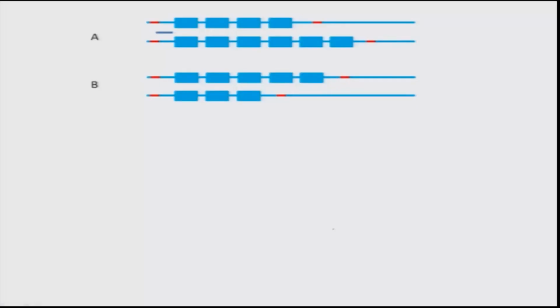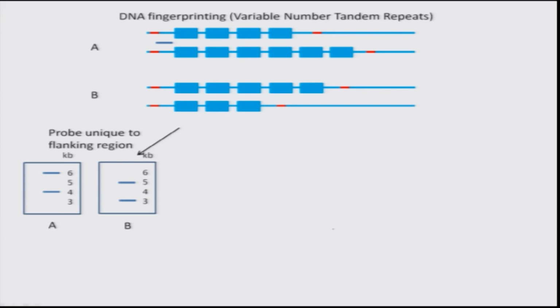So here I want to show you what happens as a result of this variable number. You see in the upper panel there are restriction sites flanking these regions in the orange color, and if we use a probe unique to the flanking regions, we get unique banding patterns. As you see in figure A, there are 6 repeats in one of the alleles and 4 repeats in the other allele.